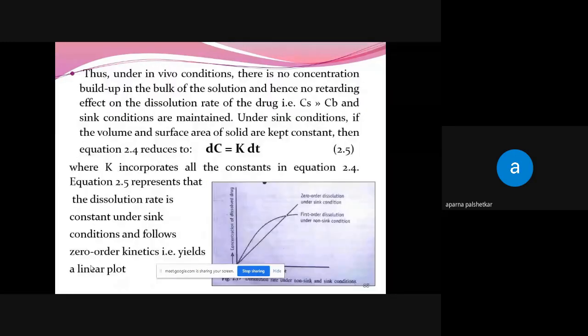So that is why in our labs also, what we do is we remove an aliquot and we replace it with fresh medium of the same equal volume back into the system.